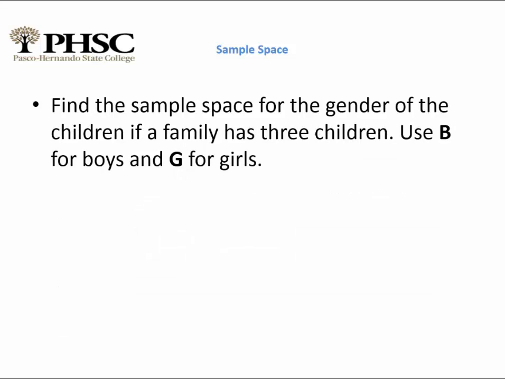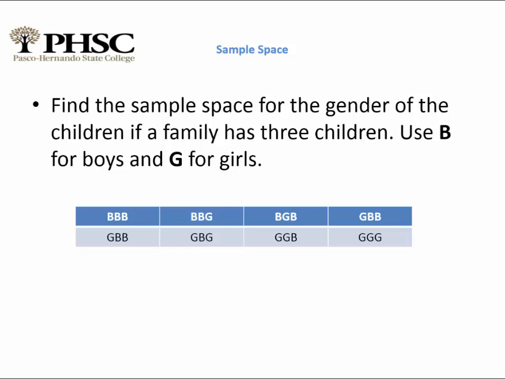Another example would be the sample space for the gender of children if a family has 3 children. We're going to use capital B for boys and capital G for girls. What would be the sample space? There are 2 obvious ones: all boys, so boy, boy, boy, or all girls, girl, girl, girl. The sample space would be 8 possibilities: boy, boy, boy; boy, boy, girl; boy, girl, boy; girl, boy, boy; all the way down to girl, girl, girl. So there are 8 possible outcomes for a family with 3 children.